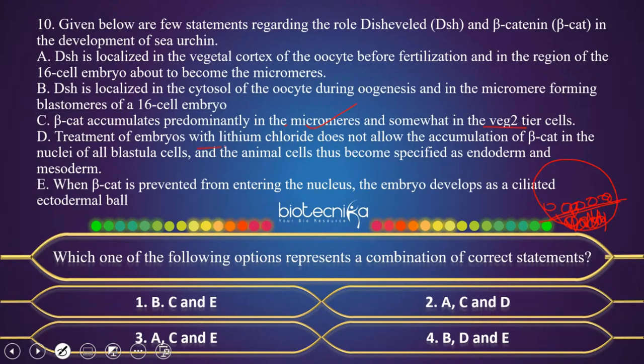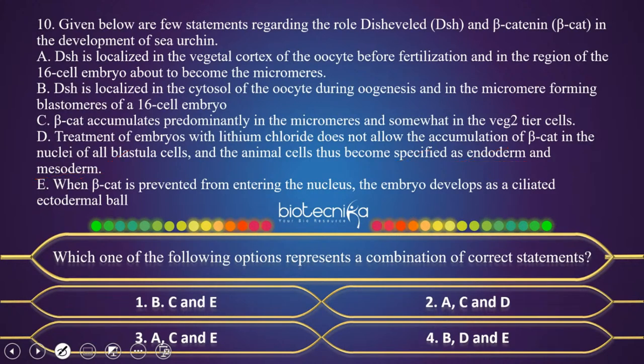Now, if you treat with lithium chloride, then beta-catenin will be expressed in all cells. If beta-catenin is expressed in all cells, all cells will give vegetal type of specification. No one will give animal. As such, only the top part was supposed to give animal, where beta-catenin is not present. But if you treat with lithium chloride, beta-catenin is expressed everywhere. So the entire thing becomes vegetalized. And vegetal cells give rise to endoderm and mesoderm, so they become specified as endoderm and mesoderm.